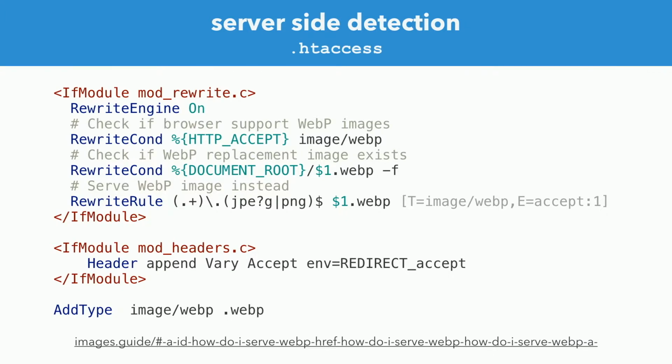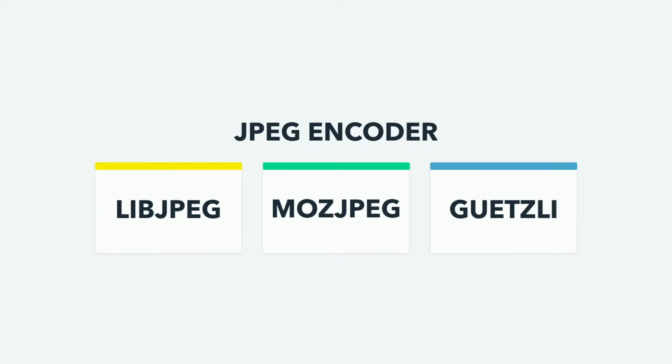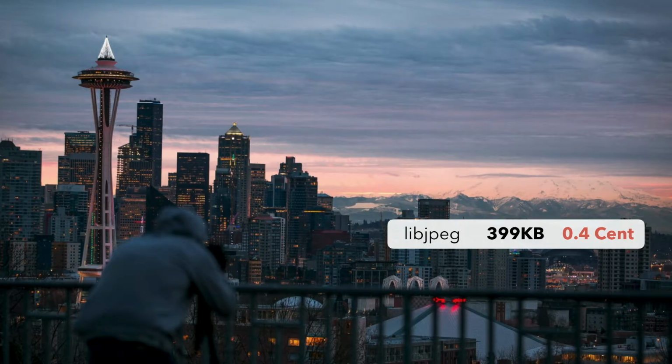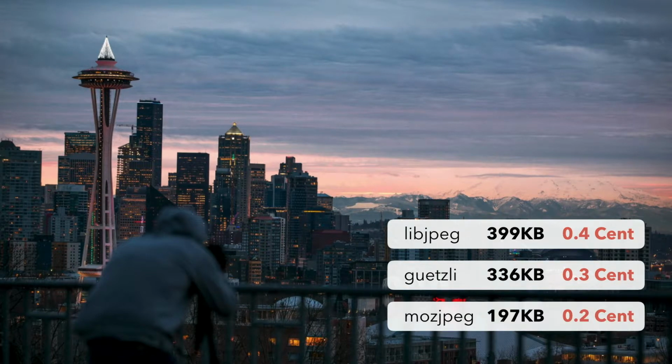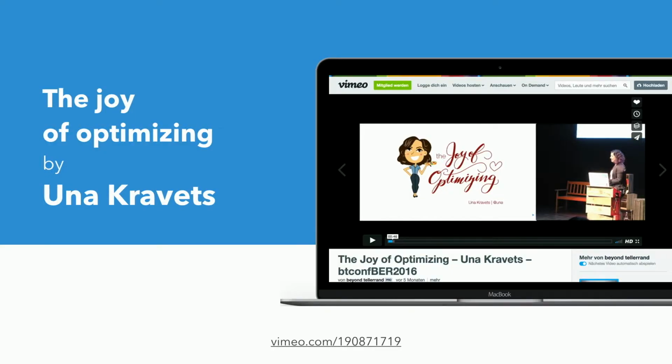But maybe we don't actually need a different image format. There are also different JPEG encoders. What is out there is libjpeg, mozjpeg, and Guetzli. You can put these into your build process, set it up once, and save money for your users. So we've got the same image, 400K, half a cent. Then we've got Guetzli, which is a Google encoder, okay, 0.3 cent. But mozjpeg cuts it in half again, which maybe means that you can avoid the hassle of shipping different image formats. If you want to learn a little bit more about images and all these kind of things, Una Kravets gave a really nice talk that was called The Joy of Optimizing. Highly recommend that.